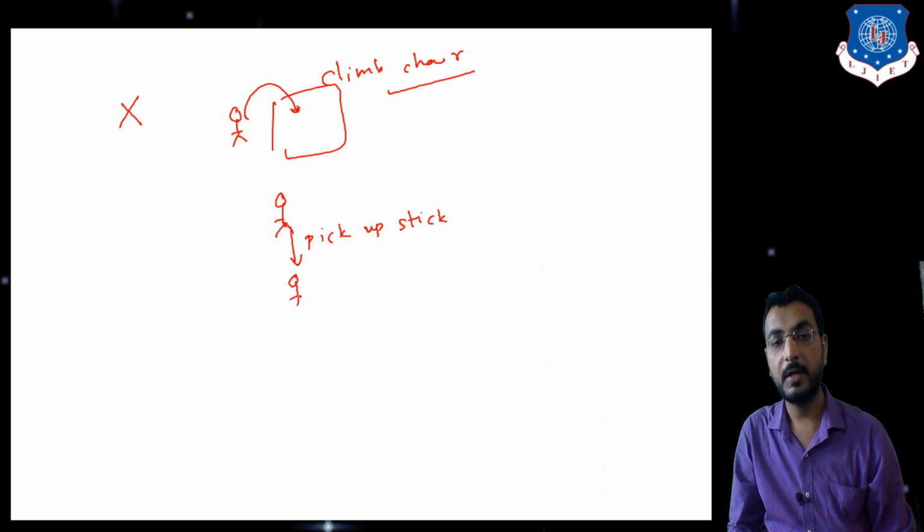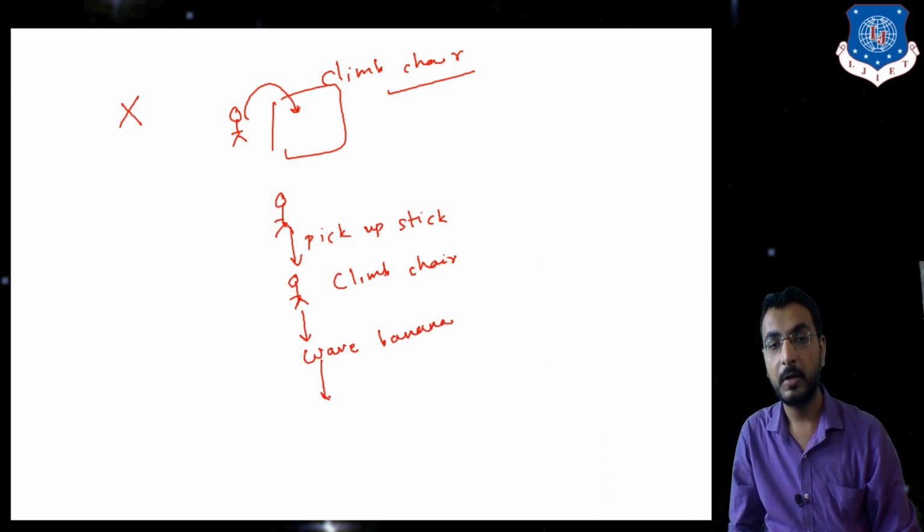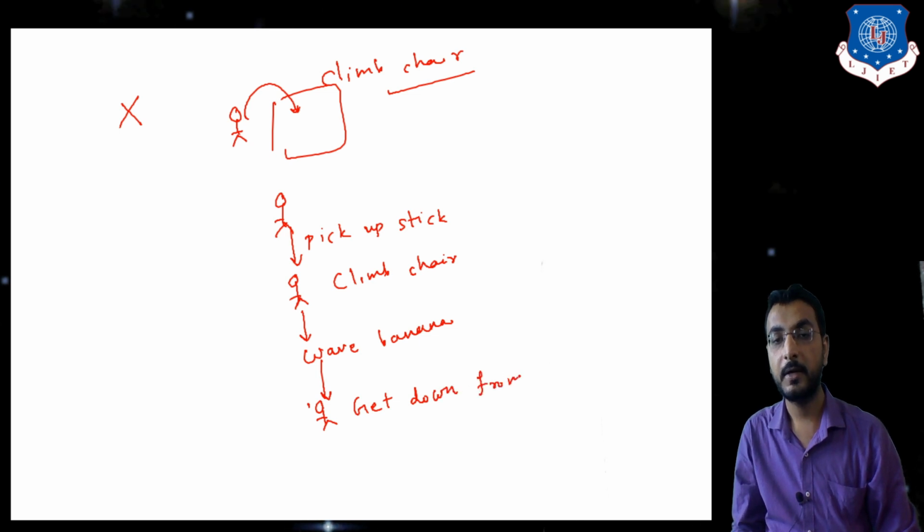After that he will climb the chair. Now after that he will wave the banana, or we can say wave the banana using the stick. So definitely the banana will fall down. Now what will this monkey do? It is going to get down from the chair.